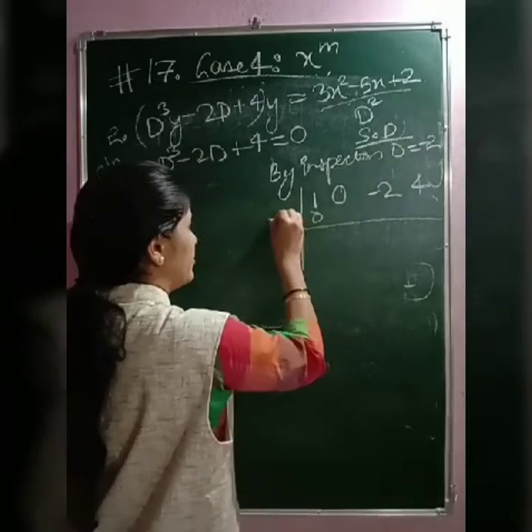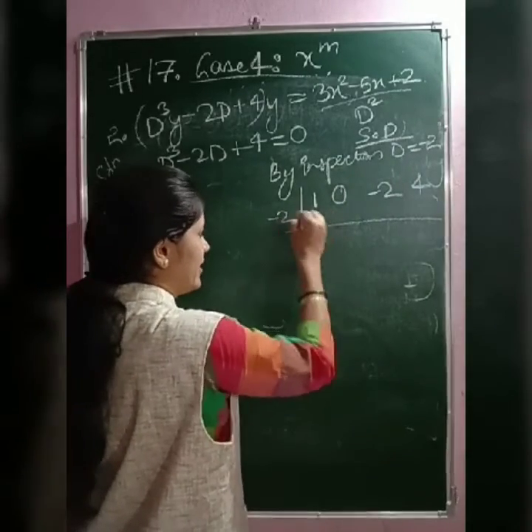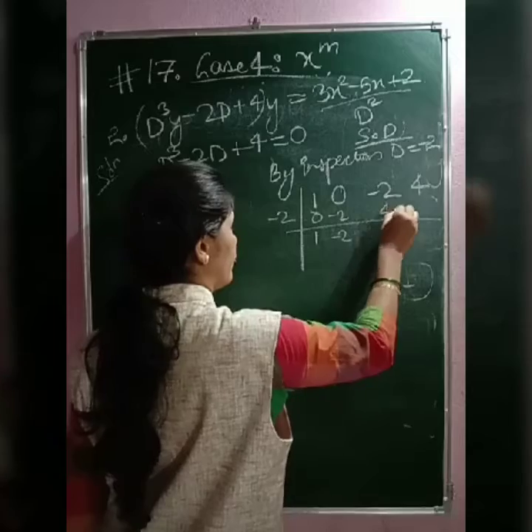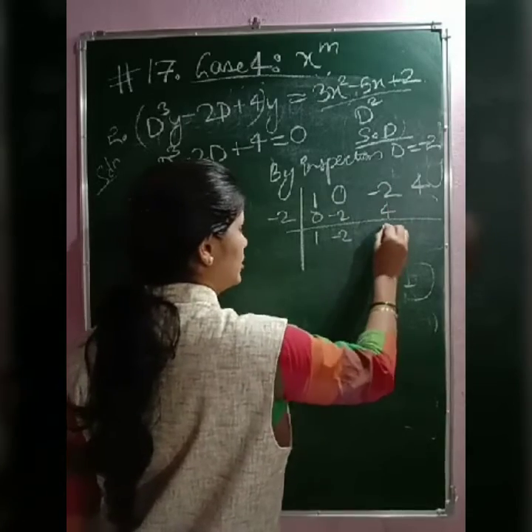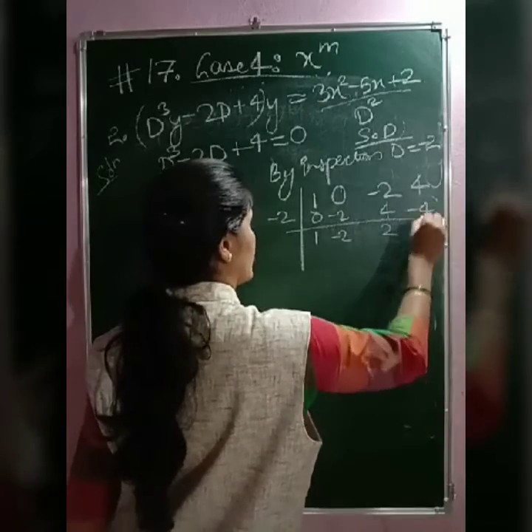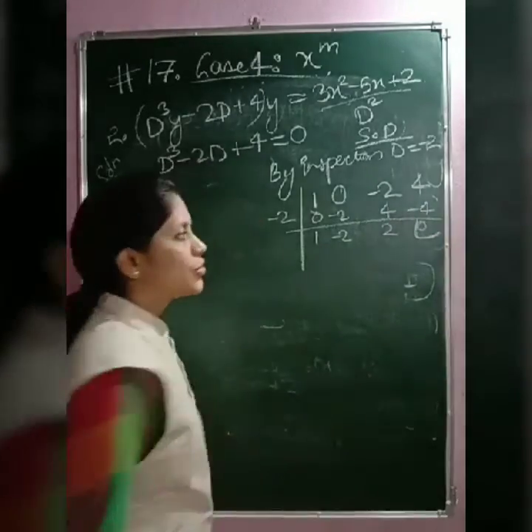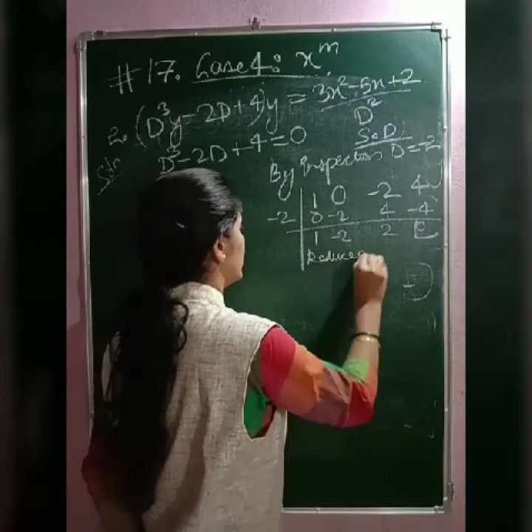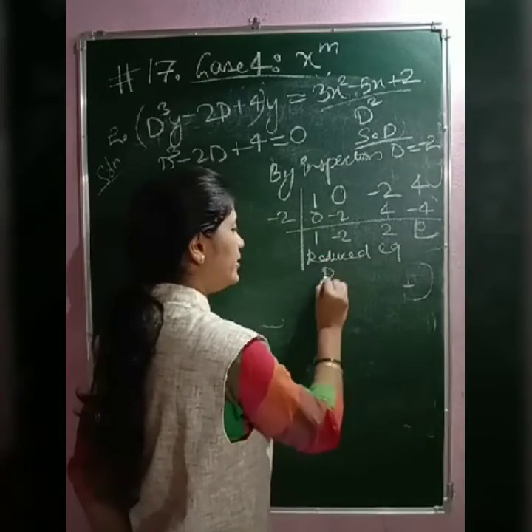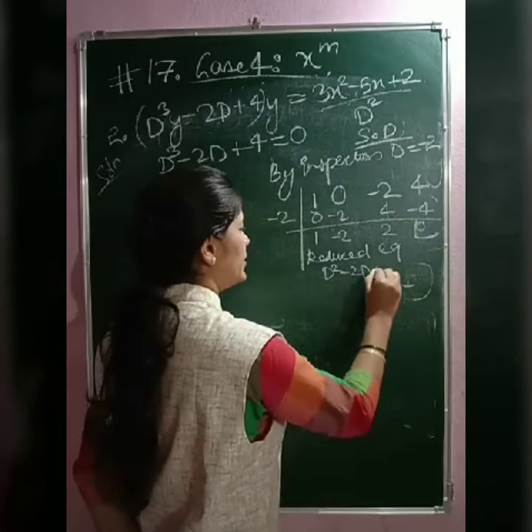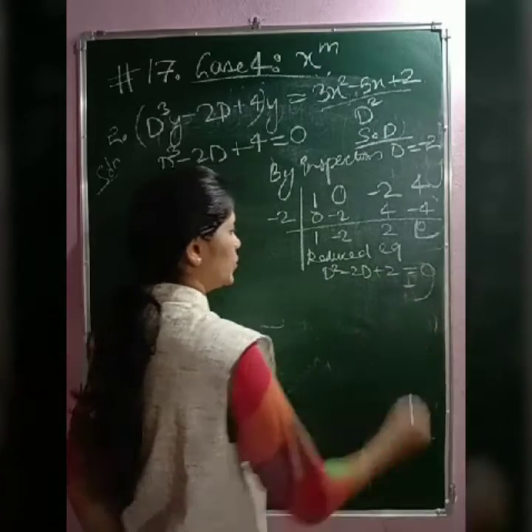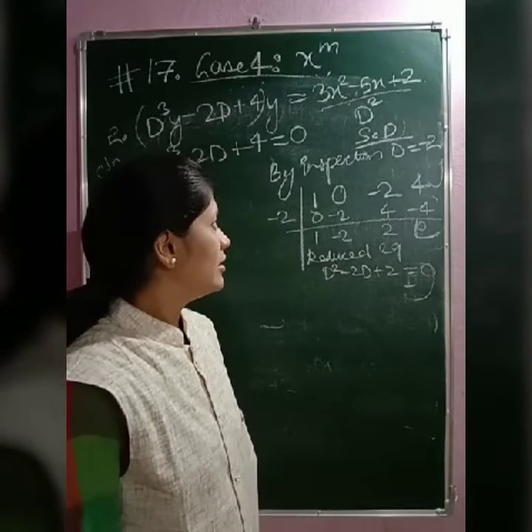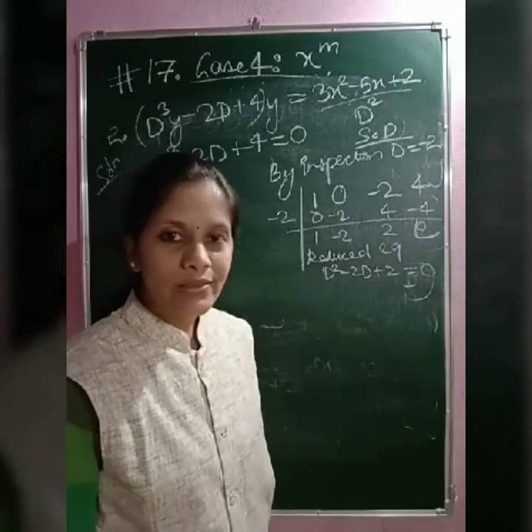What did we get? Minus 2. So column wise addition: minus 2, 4, 2, minus 4. So the reduced equation is D square minus 2D plus 2 equal to 0. Right? D square minus 2D plus 2 equal to 0.